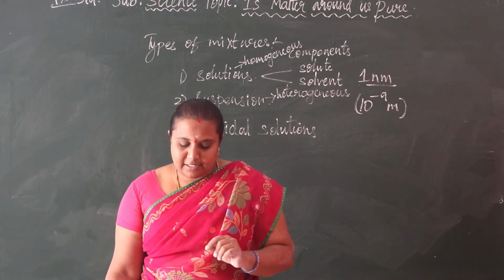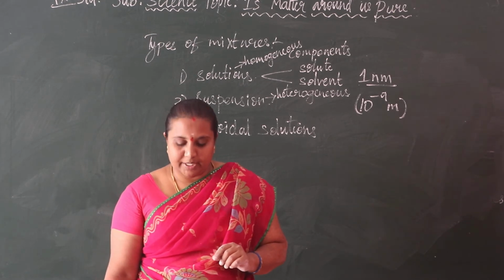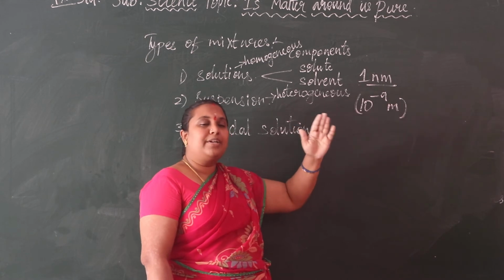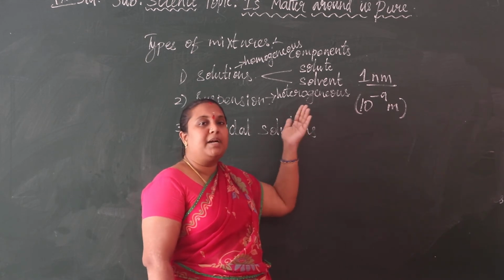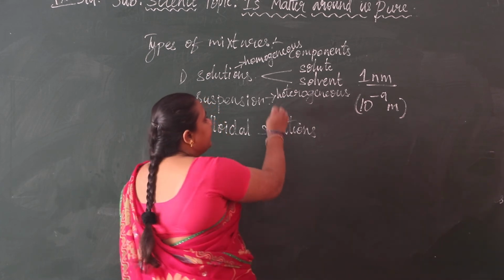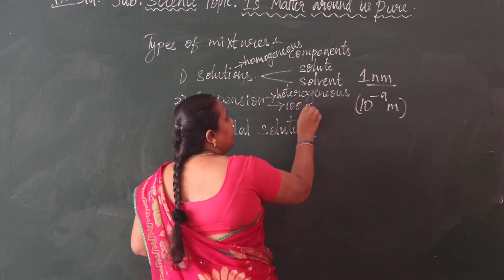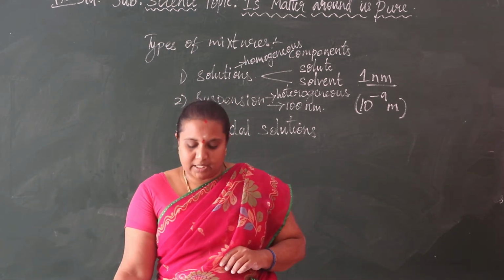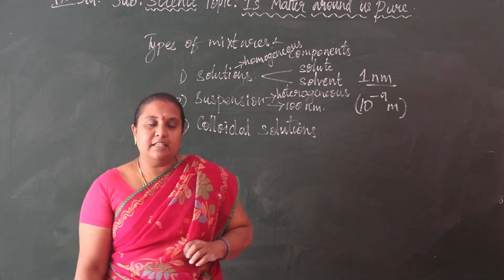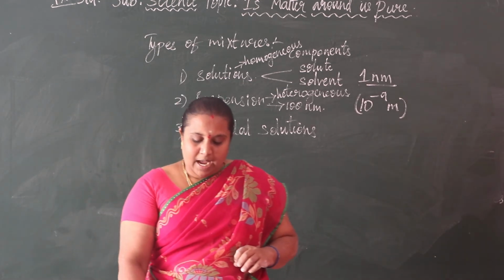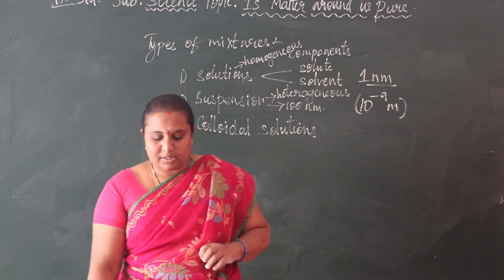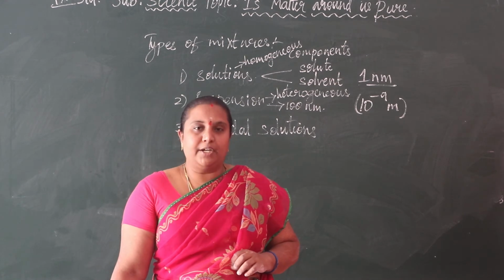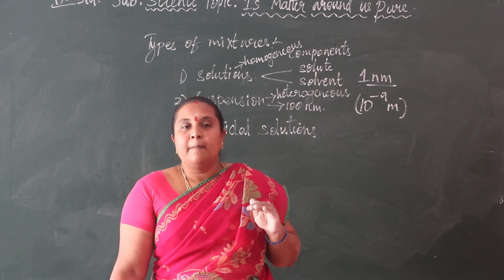The size of particles is greater than 100 nanometer. In a solution the particles are less than 1 nanometer, but in a suspension the particle size is 100 nanometer or more. The particles can be seen by our naked eyes. It is an unstable mixture. The solute settles down at the bottom over a period of time.